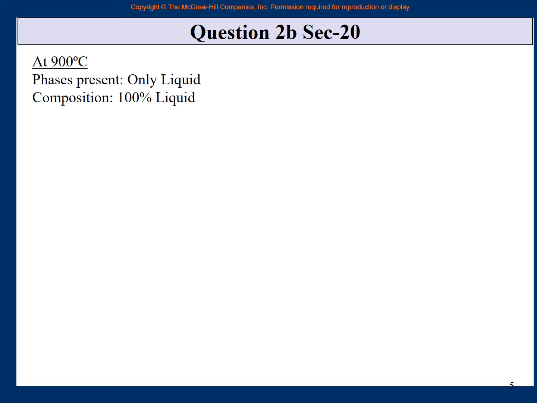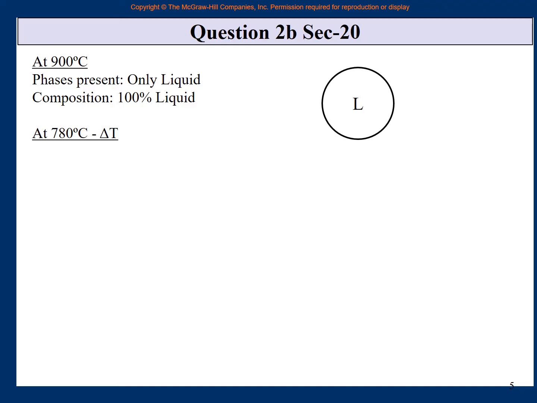So let us see. At 900 Celsius, phases present: only liquid, composition 100% liquid. That is it, because this is just one point. It is just 100% liquid. There is nothing else. In composition, actually, I should have written 80 weight percent silver, and in mass fraction 100% liquid, right? So that would have been an even better answer. Phases present only liquid, composition 80 weight percent silver, the same composition as originally given, and mass fraction 100% liquid. Next, the diagram. There is a circle and there is liquid, only liquid, nothing inside. So this is the diagram of the structure.